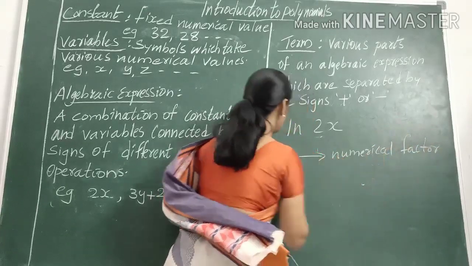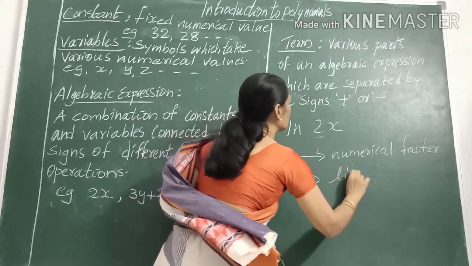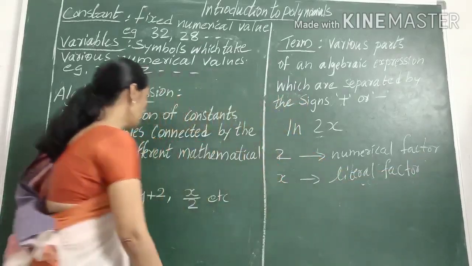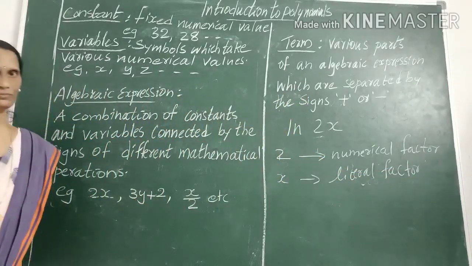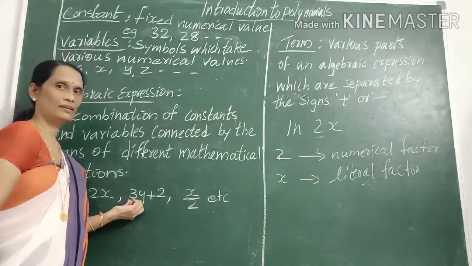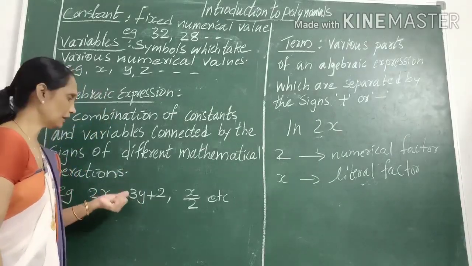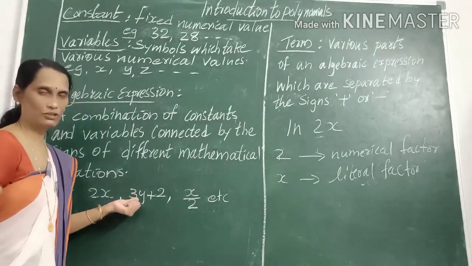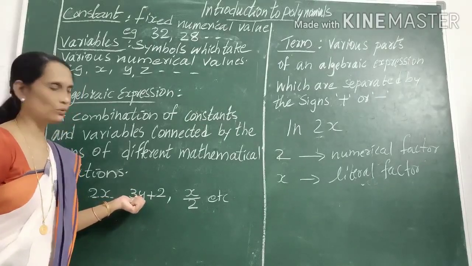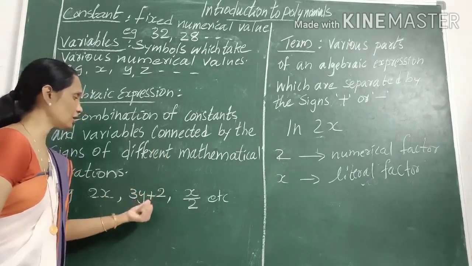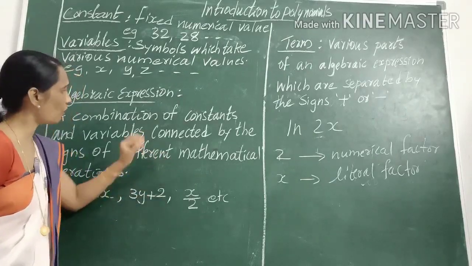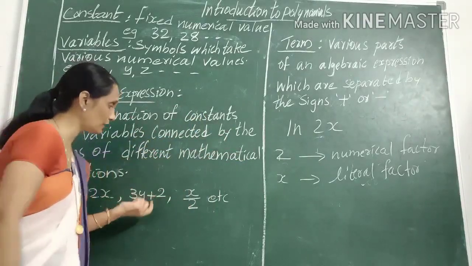And x is the literal factor. So now see 3y plus 2. In 3y, 3 and y are connected by a multiplication symbol, though we don't express it there. 3y means 3 into y only, and there is an addition symbol also. So we can use different operations.